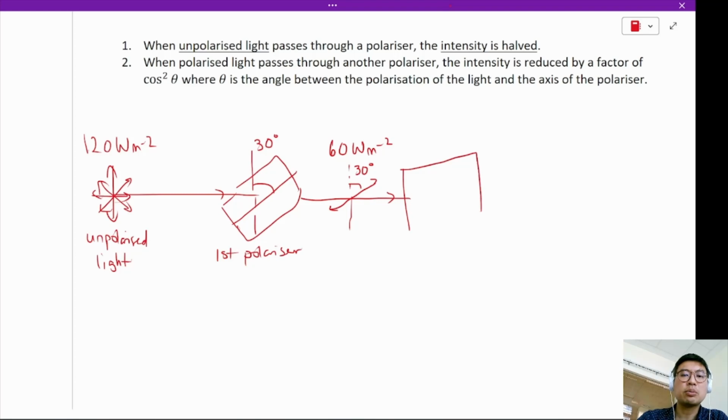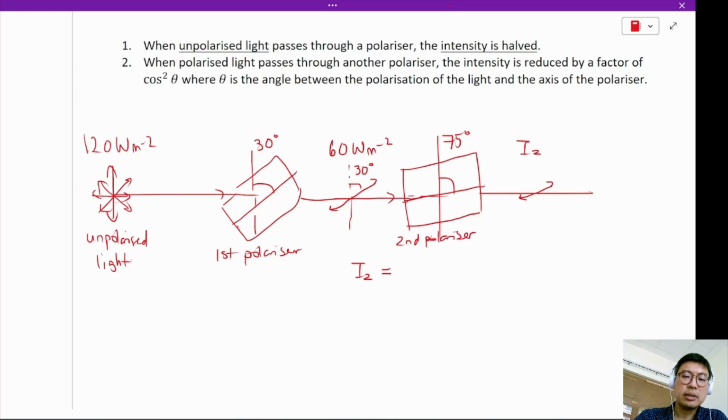Now, the angle of the second polarizer is 75 degrees. Then what is the intensity of the light that comes out? I2. So how do we find I2? I2 is the light through the second polarizer, which is sometimes called the analyzer. Now I2 equals I1 multiplied by cosine squared theta.